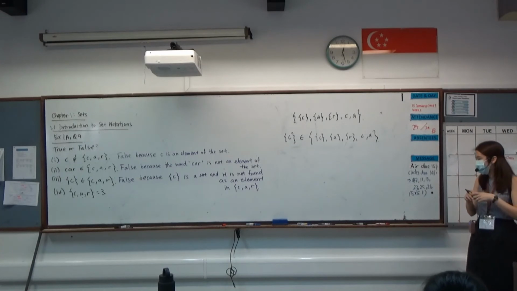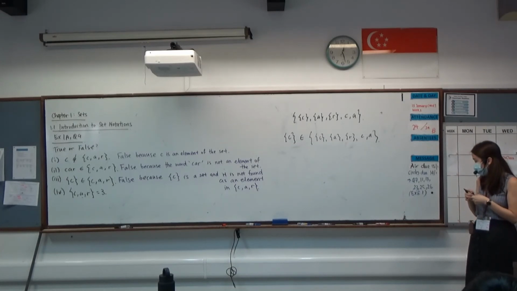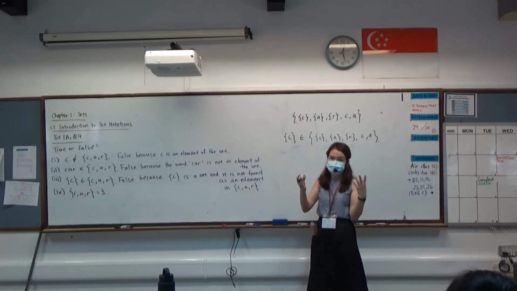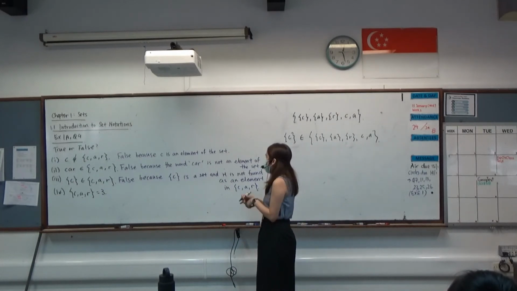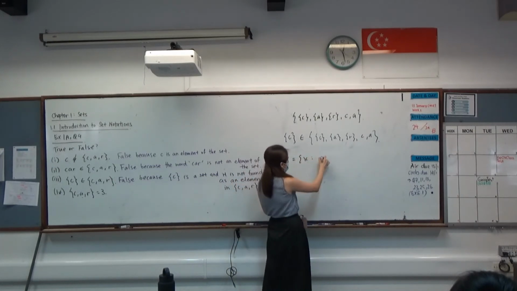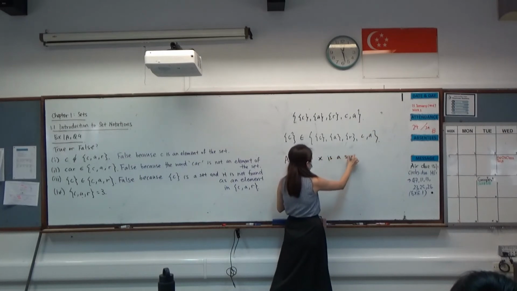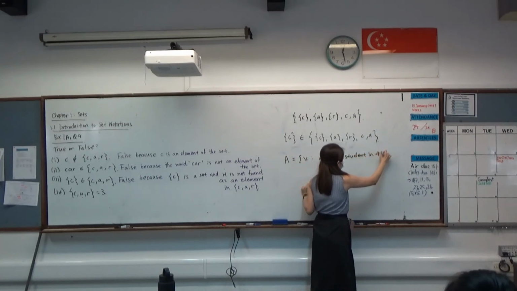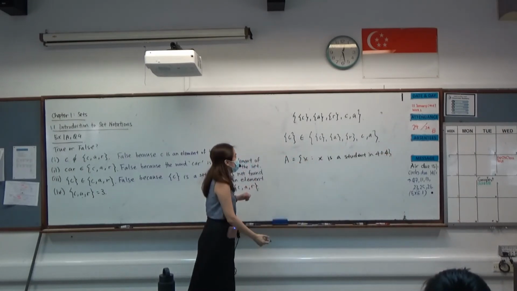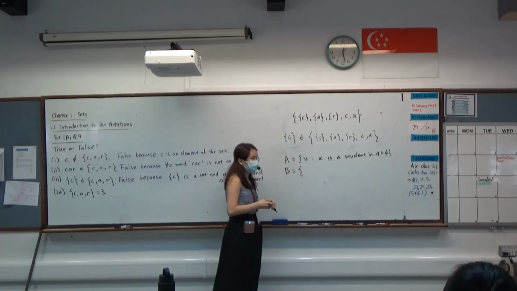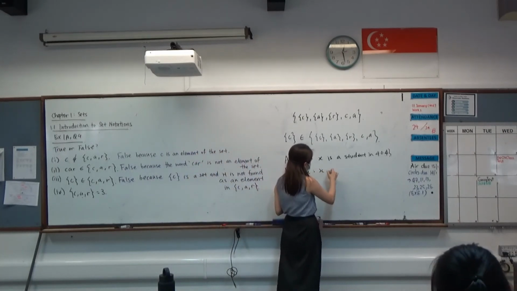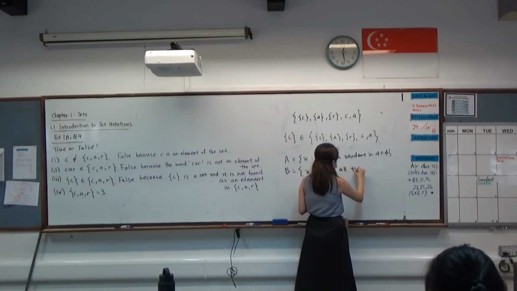So for example, let's see. If I were to give you an example of how a set works in real life, maybe I can let set A be such that all the elements are such that X is a student in 404. So that means all of you are inside it, right? Then after that, I can create another set out of that set, so I can have maybe X to be all boys.